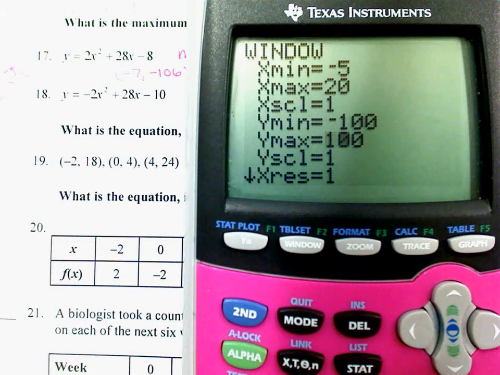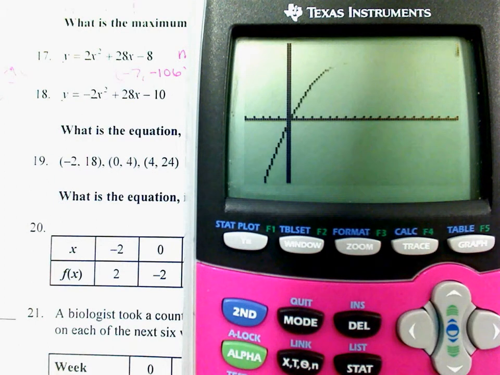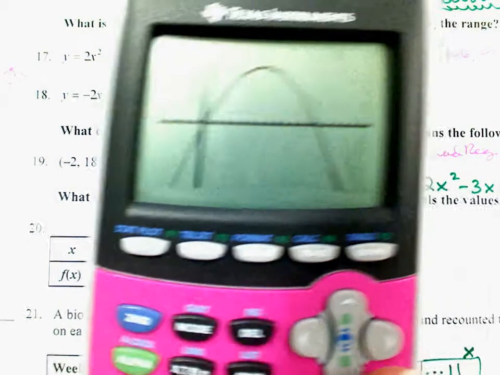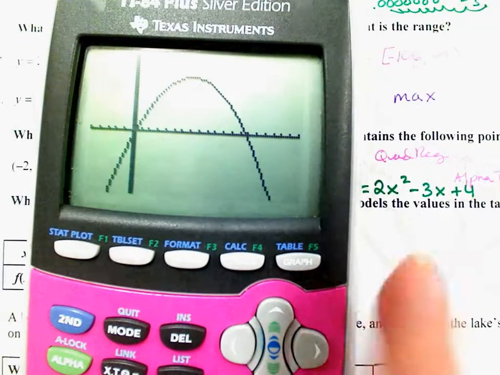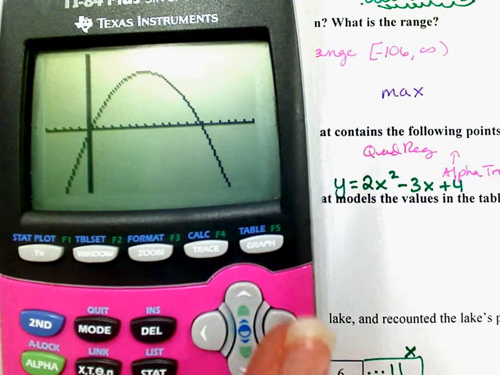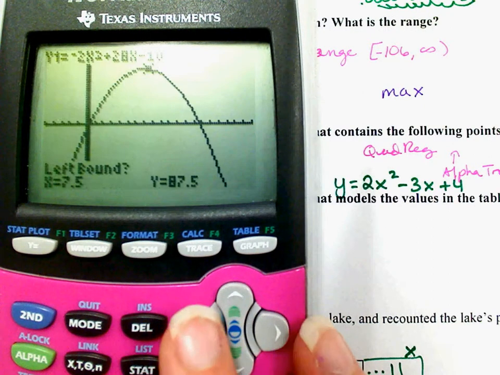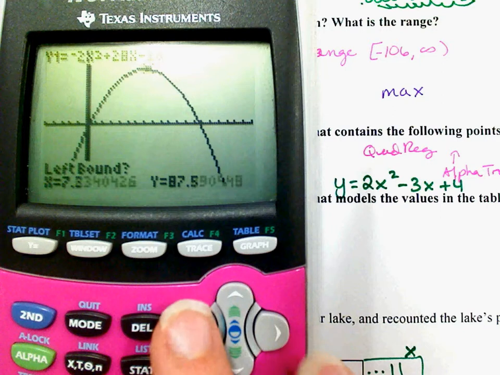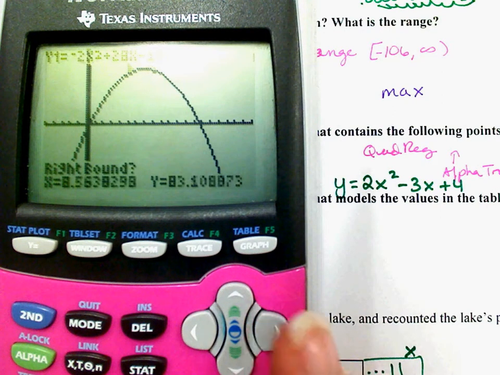Did we see the maximum? I think we did. Okay, so guys, this is a max or a min. No. Not this one. So maximum. How do I find it? Max? Am I to the left of it? And then go to the right of it? Enter. And I get what?